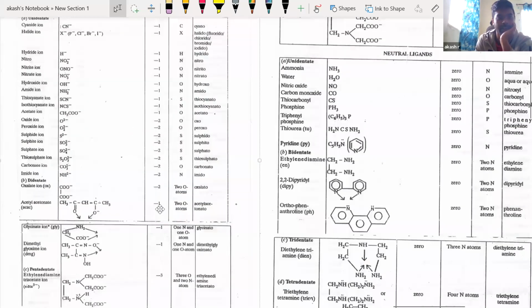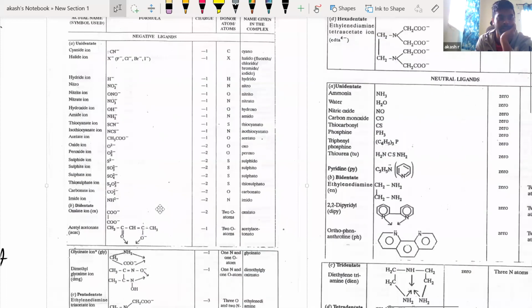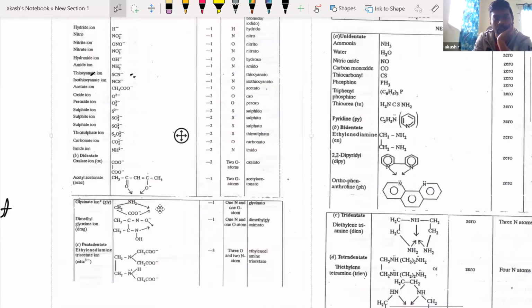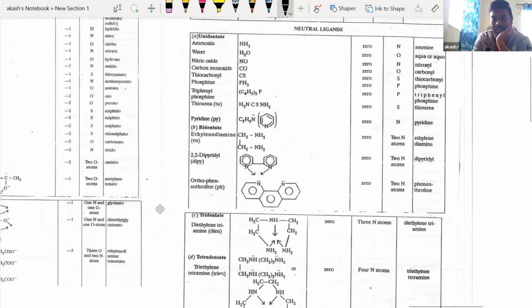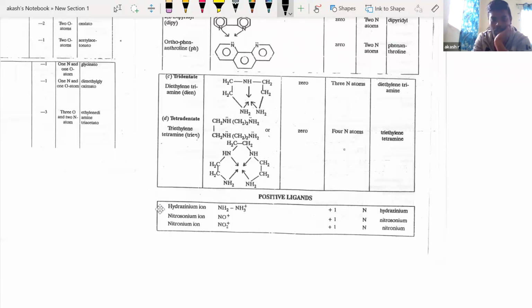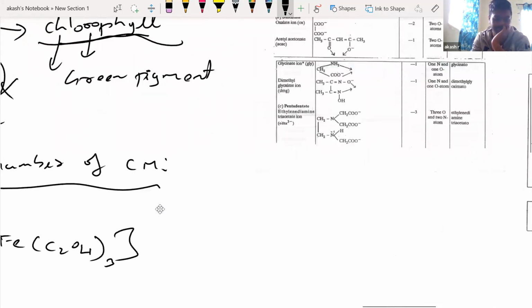Cyanide ion, CN minus, thiocyanate, SCN minus, isothiocyanate. We'll come back to this later. Don't worry about this. All I want you to understand is that these are the different kinds of ligands, and not all of them are going to be important to you. Whatever is generally used, we'll try to understand.